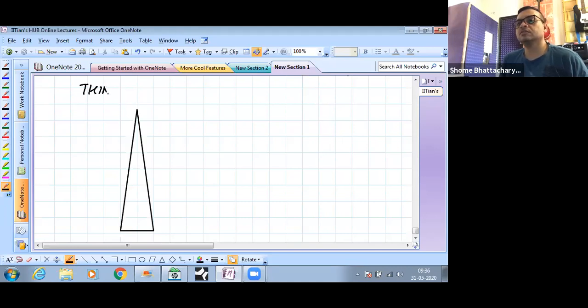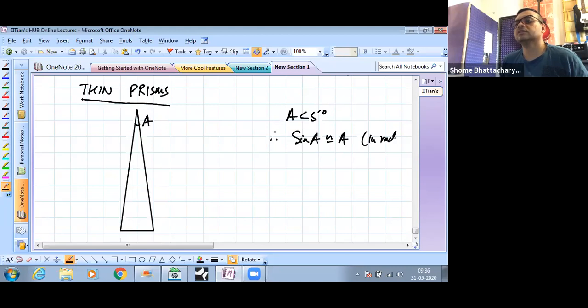So thin prisms, where the angle of the prism A is less than about 5 degrees. Therefore, sine A becomes approximately A, but of course in radians, not A in degrees, but A in radians. Okay. So for thin prisms, what happens is that we have that formula. So first of all, for thin prisms, the range of deviation is extremely short.